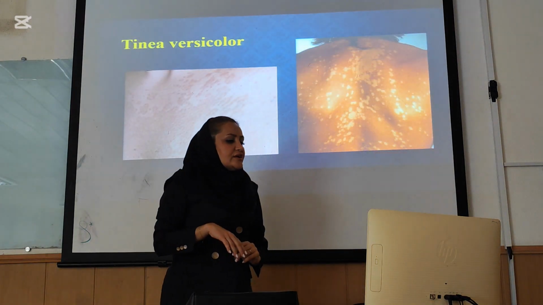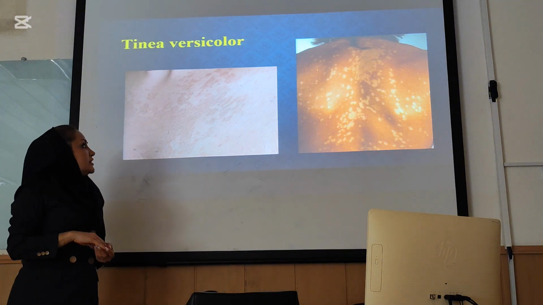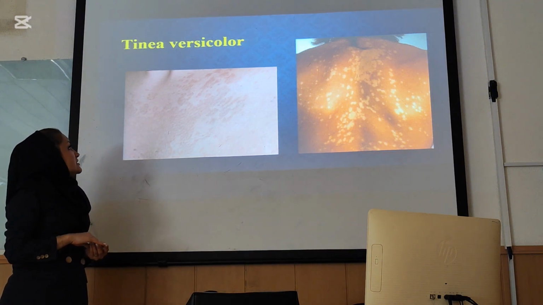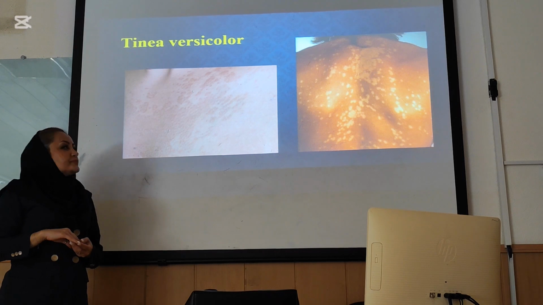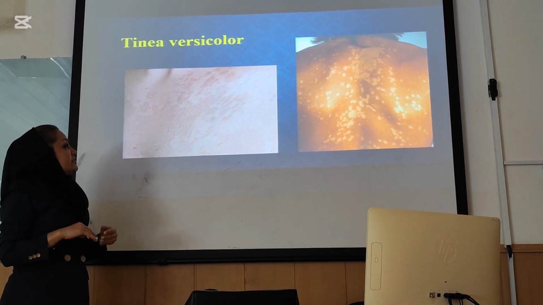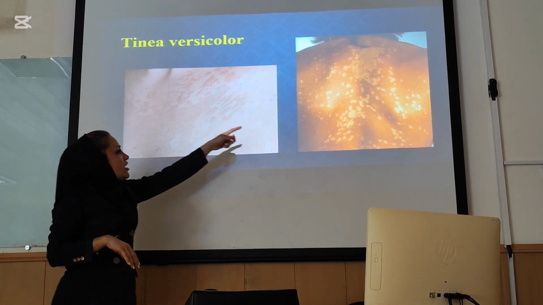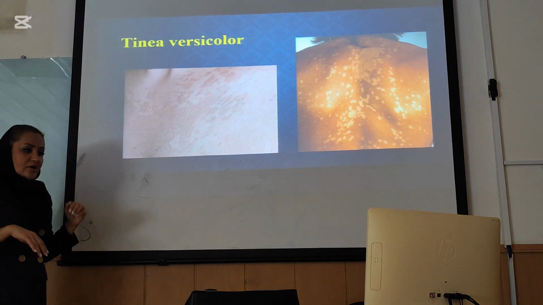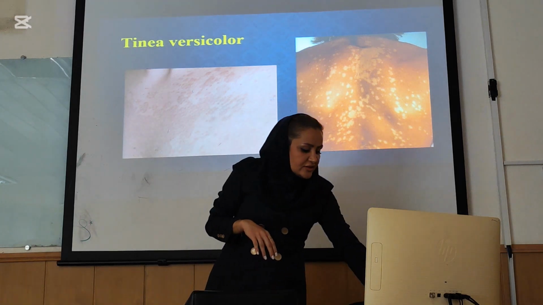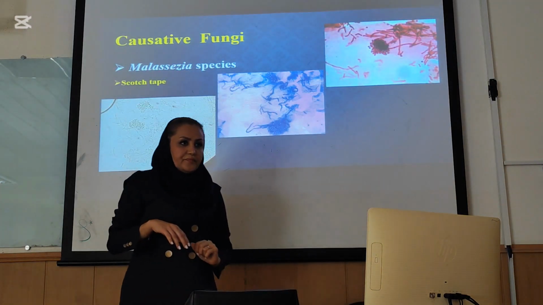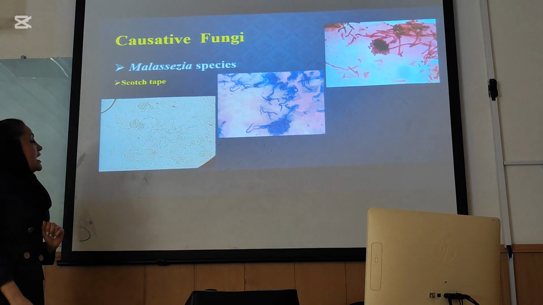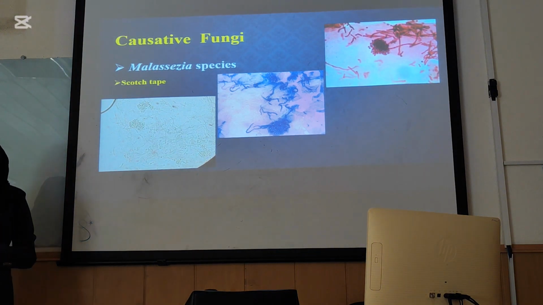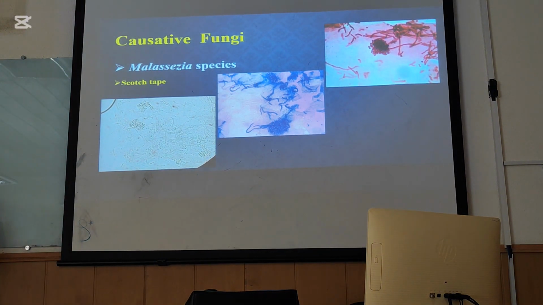Another fungal infection is tinea versicolor. In patients with dark skin, we have a light lesion, and in patients with light skin, we have a dark lesion. The causative agent for this infection is the group of Malassezia, and the best method for diagnosing this infection is Scotch tape, because Scotch tape is the best method for collecting the scale on the skin.